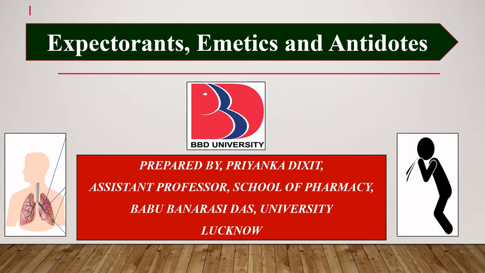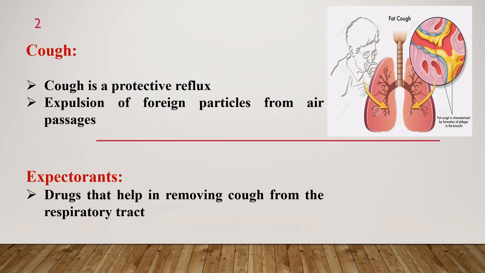Today I am going to present you on the topic Expectorants, Emetics and Antidotes. Starting with the definition of cough. What is cough? Cough is a protective reflex and its purpose is the expulsion of foreign particles from air passages. Expectorants: the drugs which are used to remove cough from the respiratory tract are known as expectorants.